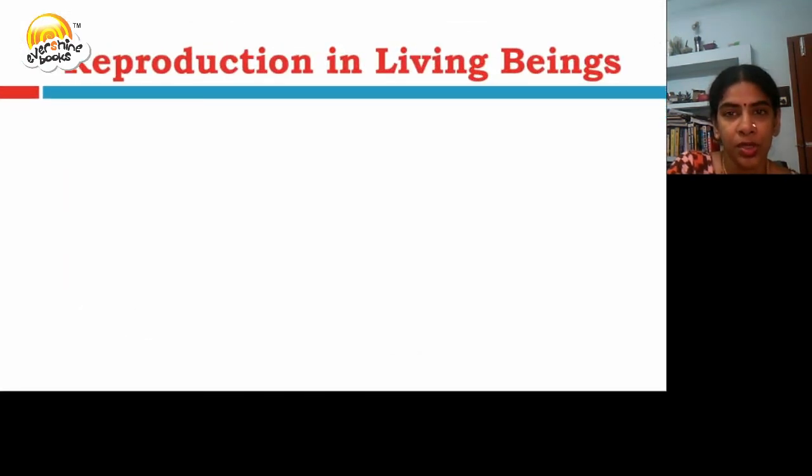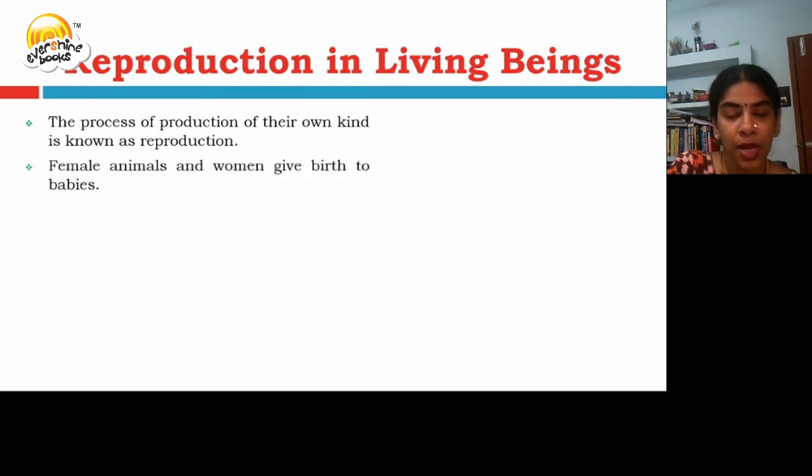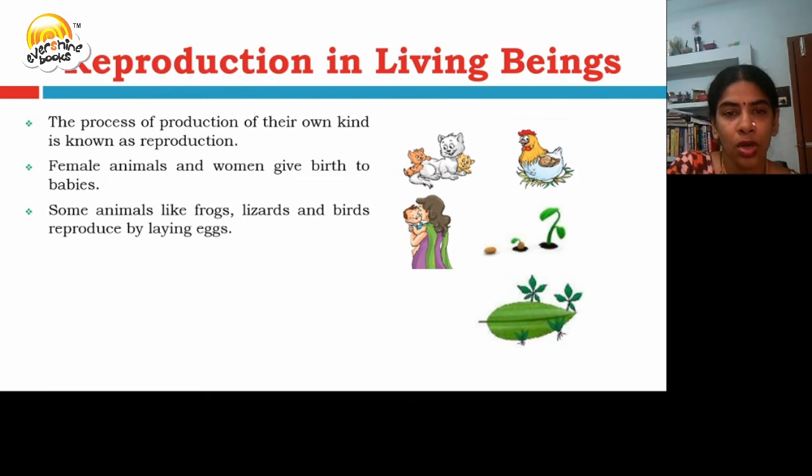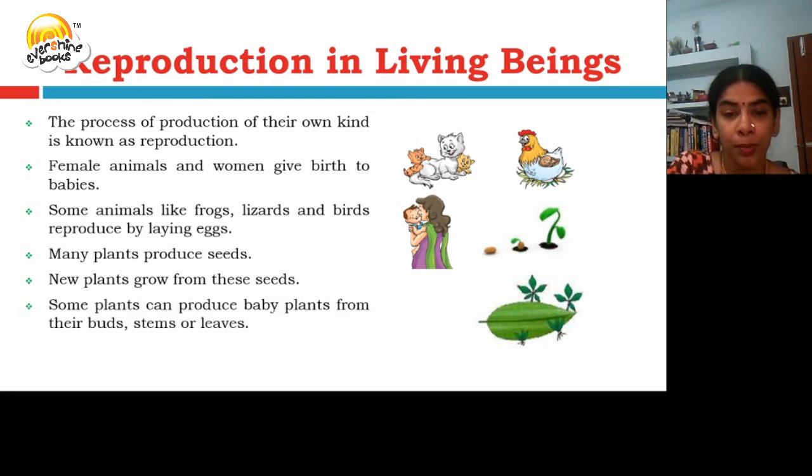Reproduction in living beings. The process of production of their own kind is known as reproduction. Female animals and women give birth to babies. Some animals like frog, lizard and birds reproduce by laying eggs. Many plants produce seeds. New plants grow from these seeds. Some plants can produce baby plants from their buds, stems or leaves.